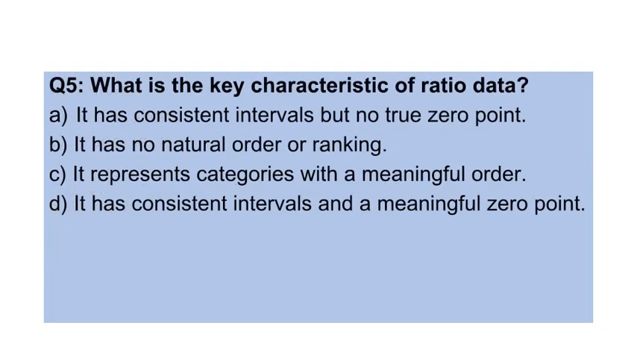Question 5 is, what is the key characteristic of ratio data? A. It has consistent intervals but no true zero point. B. It has no natural order or ranking. C. It represents categories with a meaningful order. D. It has consistent intervals and a meaningful zero point. Correct answer is D. It has consistent intervals and a meaningful zero point.